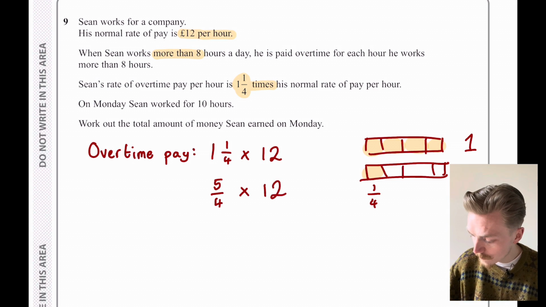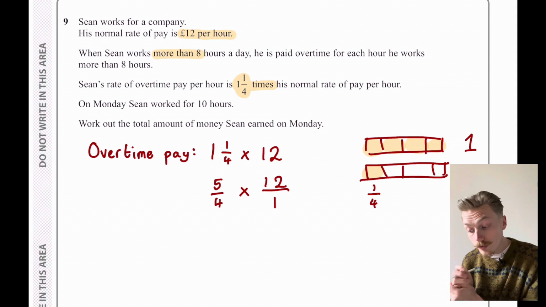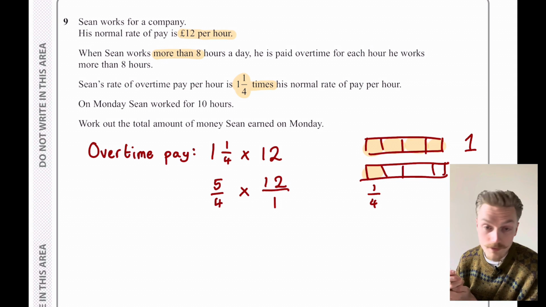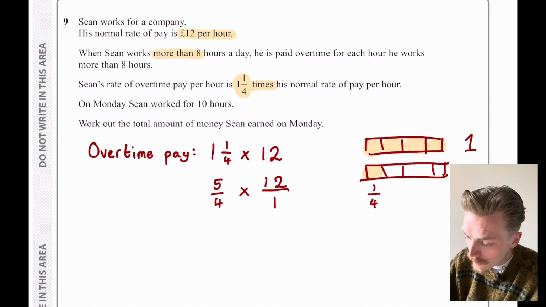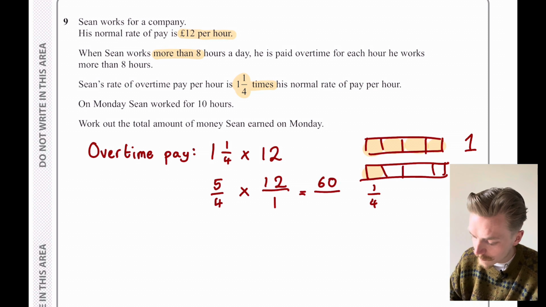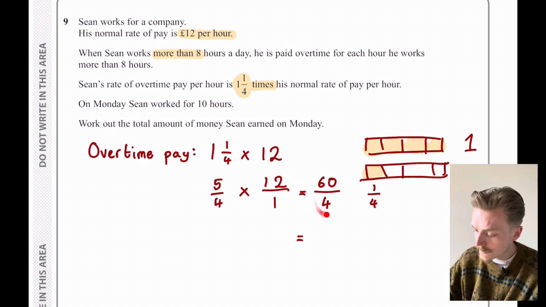Times by 12. Well, 12 as an integer is the same as 12 divided by 1, or 12 ones. So that's a really nice quick way to change an integer into a fraction. And then we are just multiplying fractions. So multiply the numerators, 5 times 12 is 60. Multiply the denominators, 4 times 1 is 4. And I've got 60 over 4.